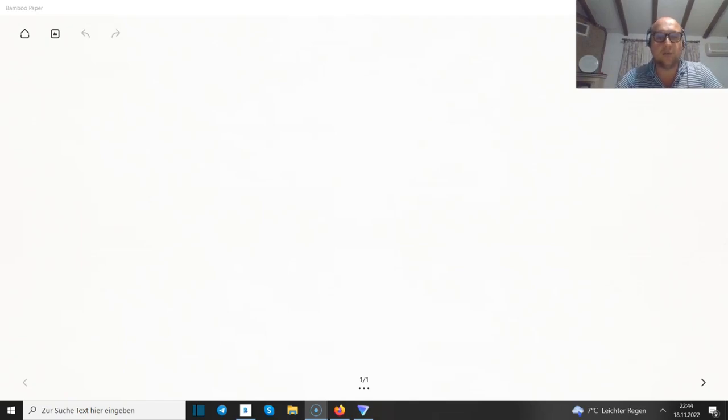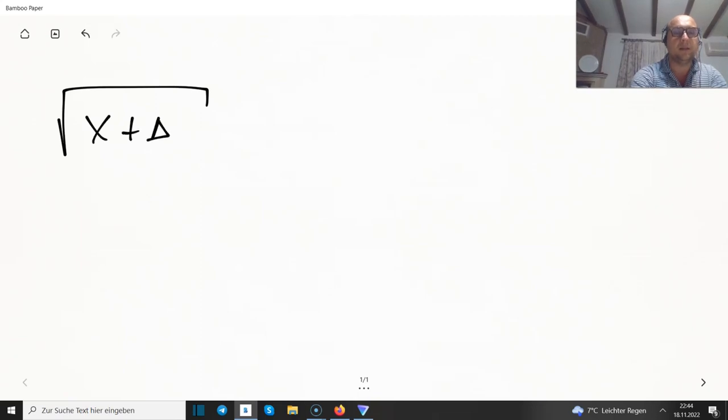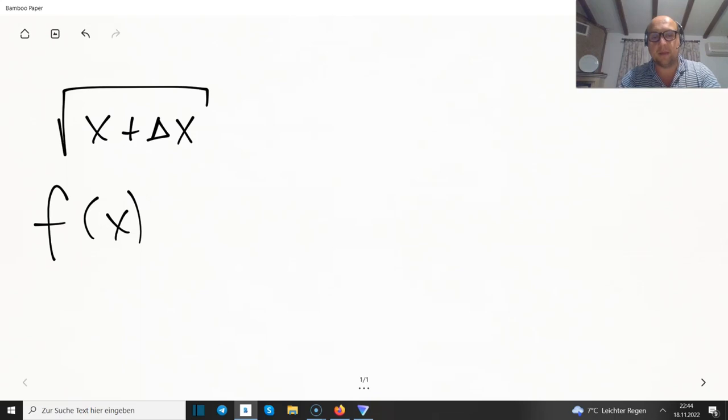Today I would like to show you how to compute approximate values if we are talking about, for example, square roots. So if I would like to compute a square root out of x plus, let's say, some delta x, basically what I'm talking about is I'm having f of x, some value that I maybe can compute, and I'm adding something to this value.